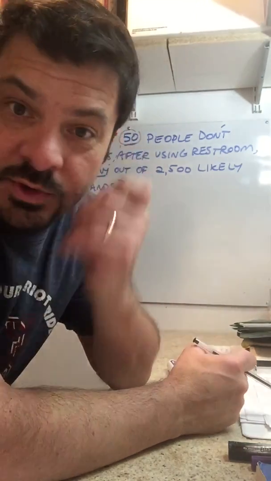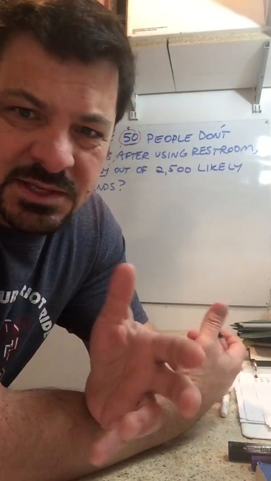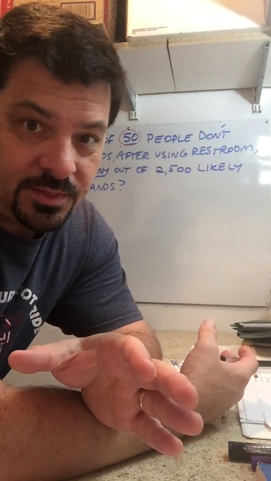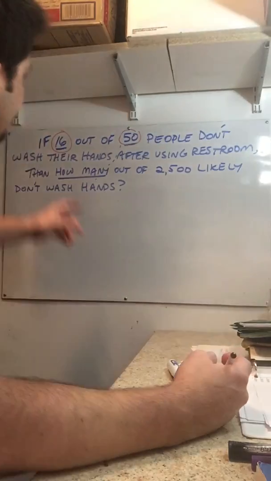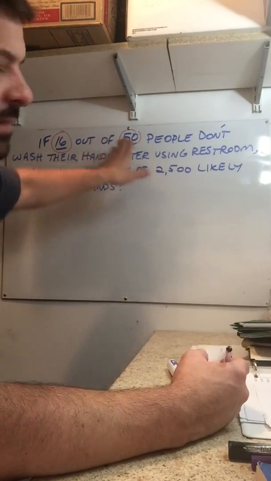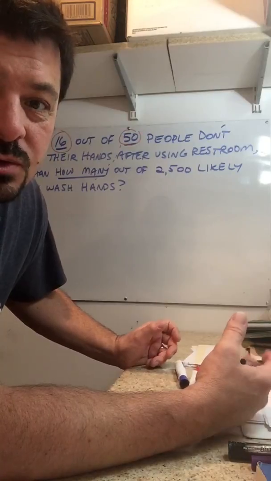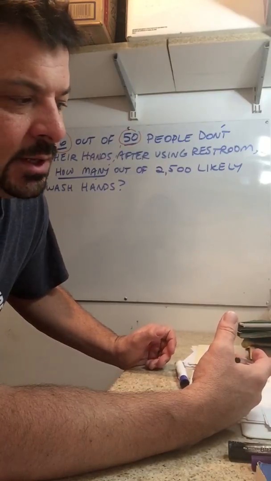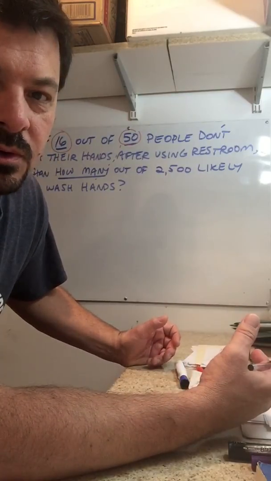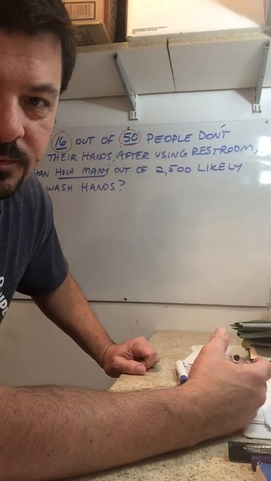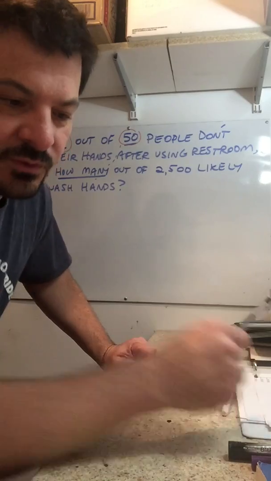Okay, good morning. We're going to try to do some basic math here. It's not really a business application, but we're going to work with a situation where we have a number out of a number. We want to get a percentage and then use that percentage to predict and find another number. You'll see what I mean here in a second. Let's just get this rolling.